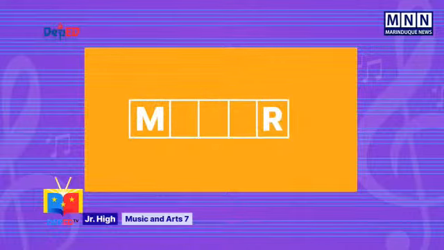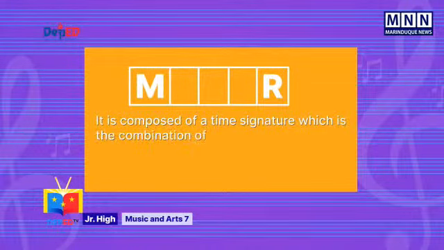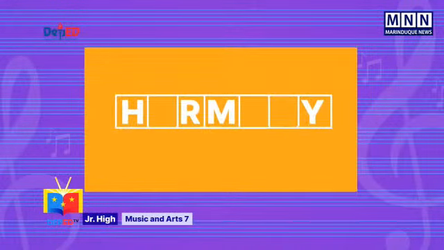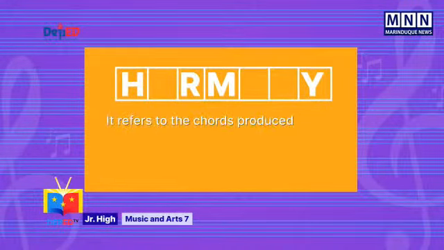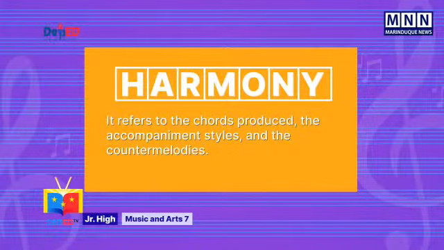Number 3. It is composed of a time signature, which is a combination of strong beats or accents and weak beats. If your answer is meter, you are correct. Number 4. It refers to the chords produced, the accompaniment styles, and the counter melodies. If your answer is harmony, you are correct.